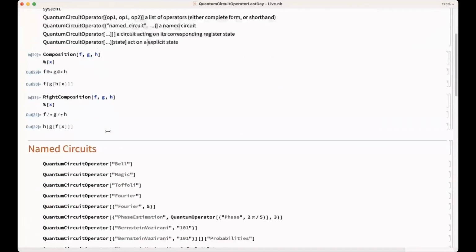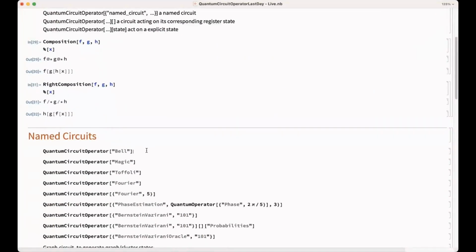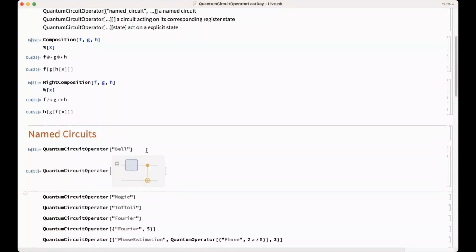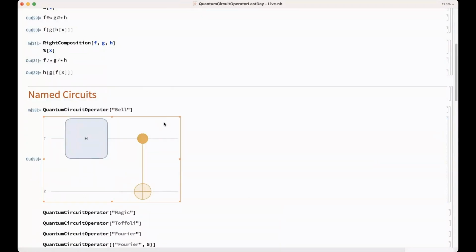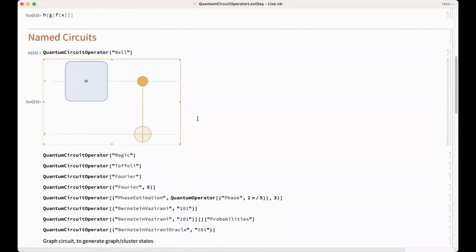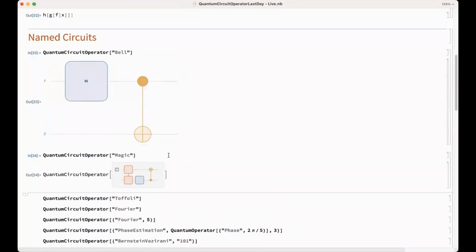Let's go through some of our named operators. In our framework, we have a collection of named circuits. And that's one thing that you have to be very careful about: our named circuits are different from named operators. So this is the Bell circuit. Of course, the result is the Bell state. This is the usual magic.